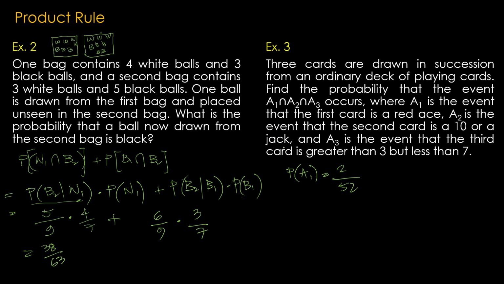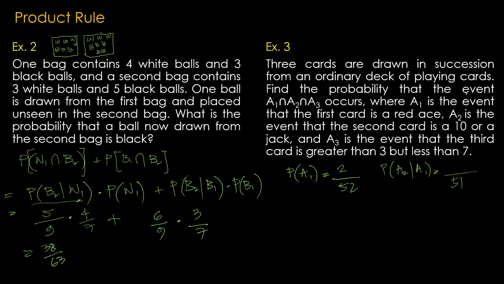Next, what is the probability of drawing A2 given A1? Meaning you've removed a card from your first draw, so the total number of cards will be lessened by 1. That would be 51 only. So, the probability of drawing A2 given that A1 had occurred.